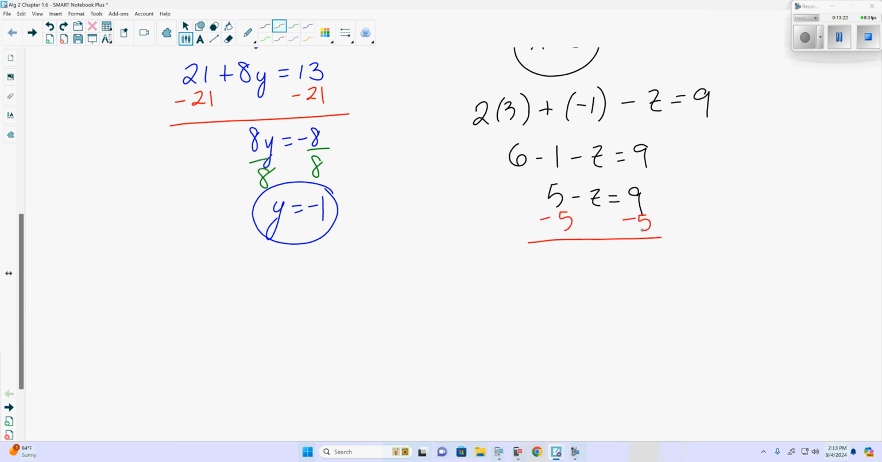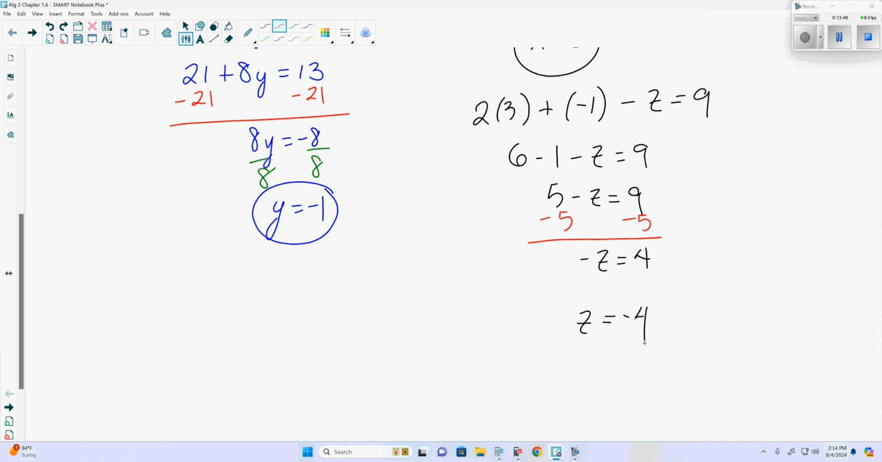Minus 5 from both sides, telling us negative z is equal to 4. Well, it really doesn't matter what negative z is. We want to know what positive z is, yes? So, if negative z is equal to 4, what would we say positive z would be equal to? Negative 4, yeah.